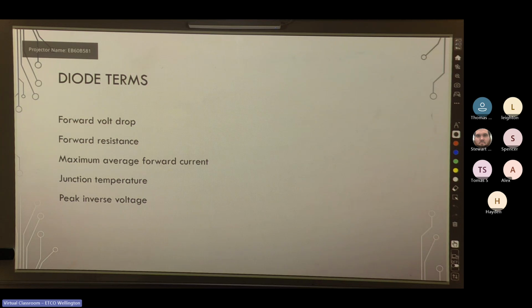Cool. So your maximum average forward current. This is the maximum forward current that the diode can handle continuously. The diode can be subject to peak forward current higher than this value, but only for brief periods. So basically, don't go past this current, otherwise you may damage the diode.